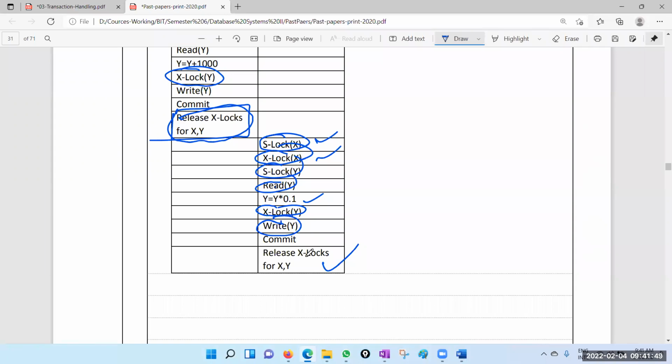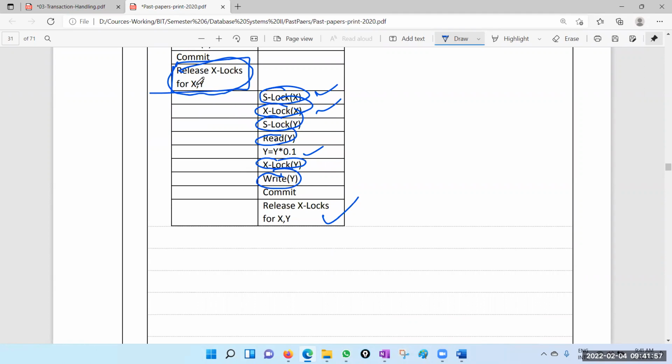Right? Basically you have to release all the locks. You have to release all the locks because there is no point keeping the shared lock after you commit, right? So I think just to make it simple, they have just written X locks. Or else maybe the examiner has assumed that when you get the exclusive lock, it's a lock upgrade, then you don't have to release it. But then you have to say so here.